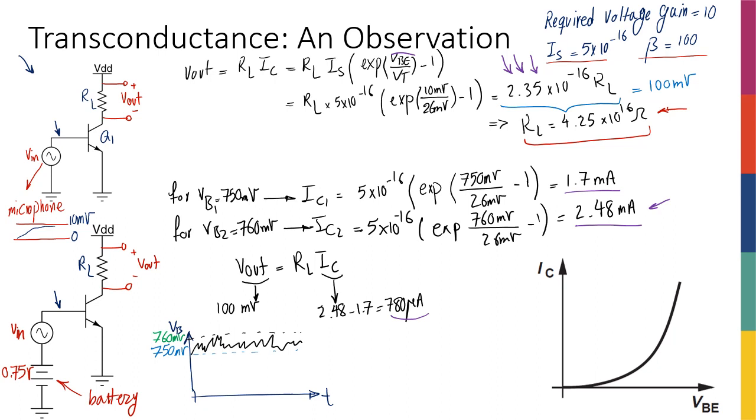Well, I just need to do a division. So therefore, the RL that I want is going to be the 100 millivolts at the output over the change in the IC, so 780 microamperes. If you do the math, you're going to get 128 ohms.